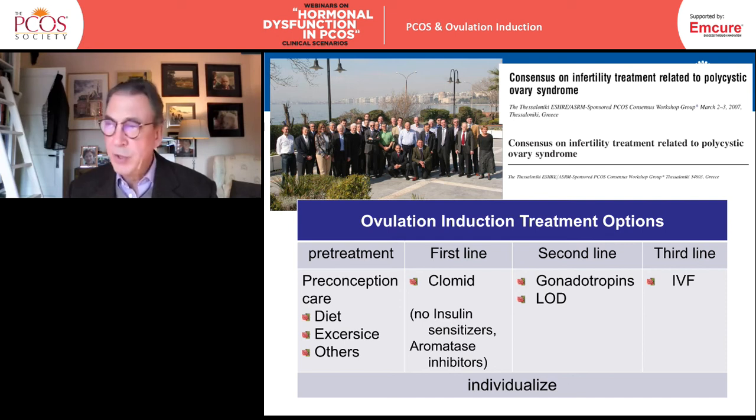The more we do to improve health of women before they conceive, the better it is in terms of reducing complications and improving perinatal outcomes, especially diet, exercise. First-line treatment, clomiphene was recommended at the time. Second-line treatment, either laparoscopic ovarian diathermy, so ovarian surgery, or gonadotropins, and third-line IVF. This may seem pretty conventional now, but indeed, don't forget this consensus now is 13 years old.